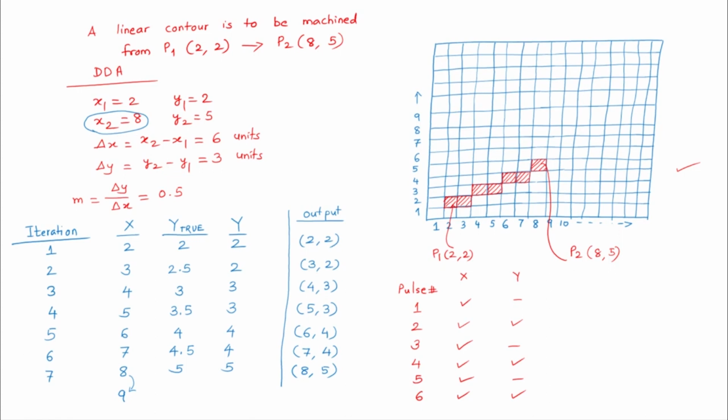So in this way, this algorithm is suggesting when to give the pulses and to which axis the pulses are to be provided. So in this case, only the X axis is required to have the pulse. Here both the axes, then again the X axis, both the axes, only the X axis, and at last both the axes. So in this way, we are getting the movement along the desired contour path by using the DDA, that is an interpolation algorithm.